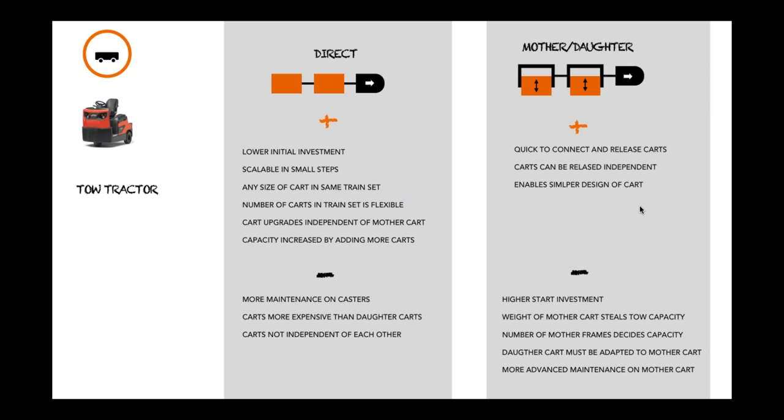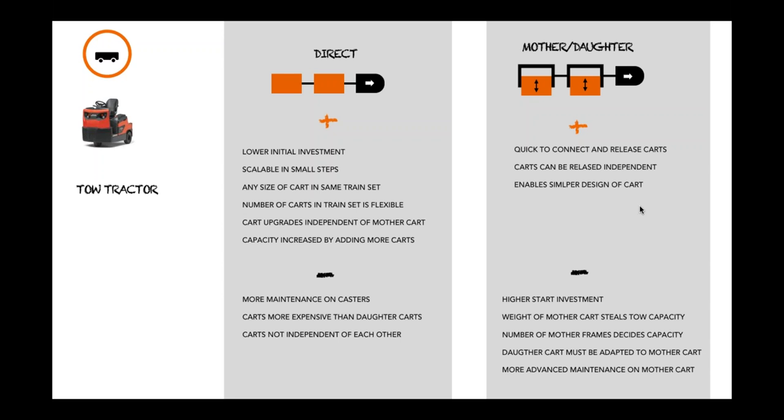So I will go through a little bit about the different moving options. So if we start with a tow tractor, which is the most common one, there are two ways to move the material. And you can have a direct connection to the cart. In that case, you have a tow bar that is directly connected, and you have a tow bar from each cart. You also have an option with a mother-daughter.